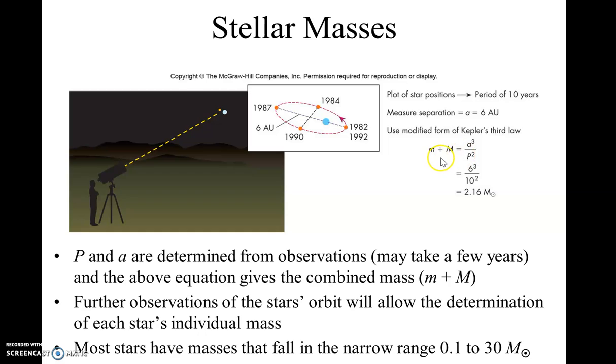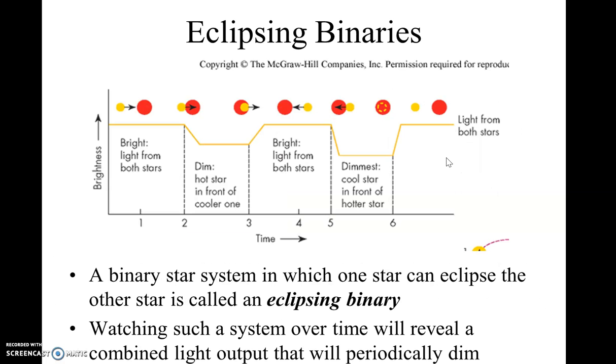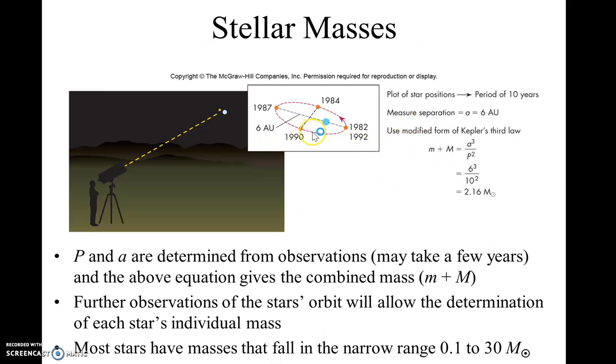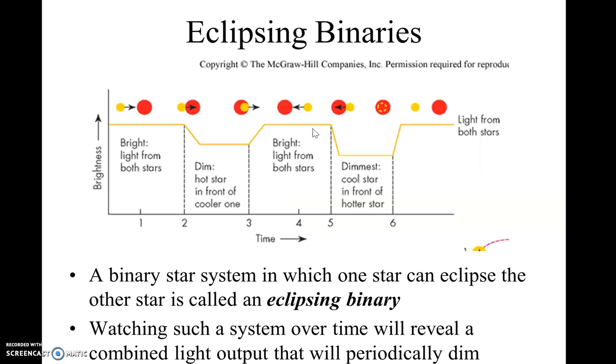But just keep in mind, this equation only gives us the combined mass. It doesn't tell us what one individual star is. It tells us the mass of the entire binary system. So in some sense it's useful, but we would really want to know what the individual mass is.